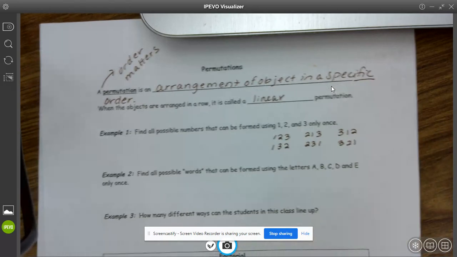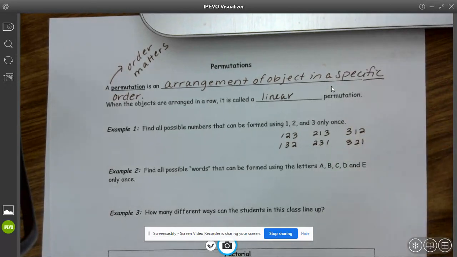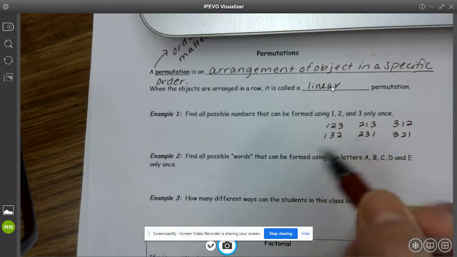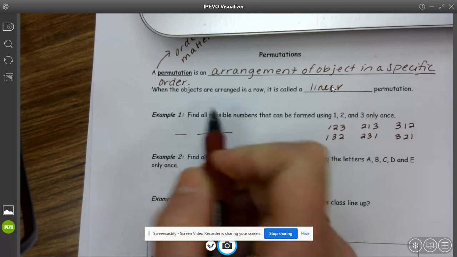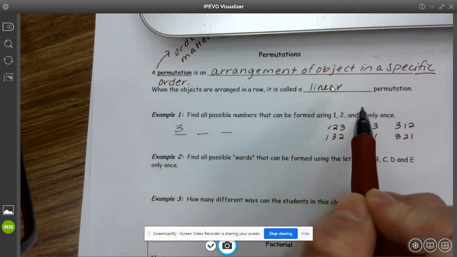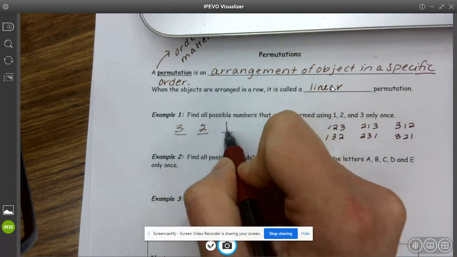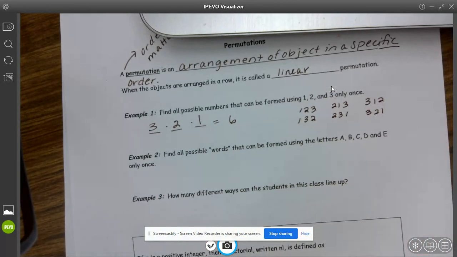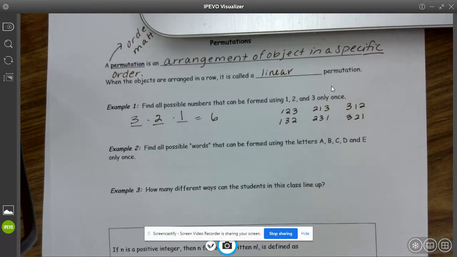So that's 6 ways. Just like the tree diagram in your notes from yesterday, this is a long way to do it. You have 3 options for your first number. Once you use one of these, we have 2 left, and then 1. You multiply your ways together using the fundamental counting principle, and we have 6 ways. Okay, so that's a permutation.